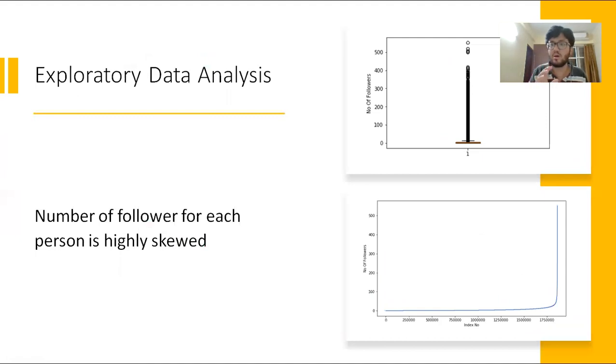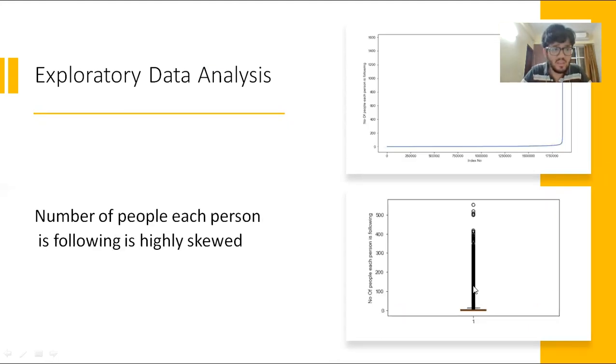Continuing with the exploratory data analysis, we did two aspects of it to give an intuition of the approach. One is the number of followers for each person. We see that this is a very skewed graph, where most of the people have very few followers. It can be seen very clearly from this. Another thing, the converse of this, is the number of people each person is following.